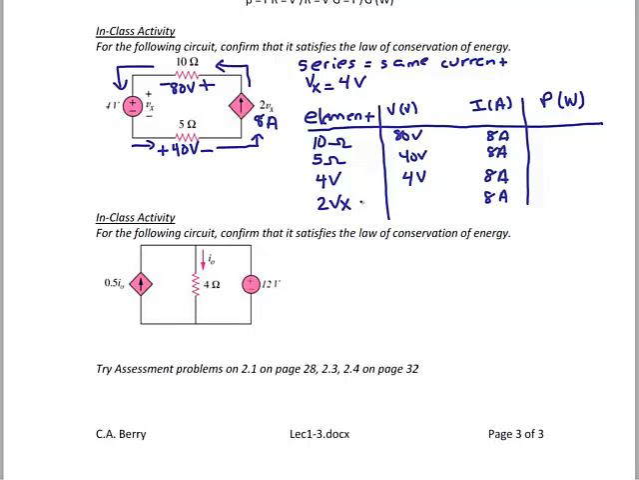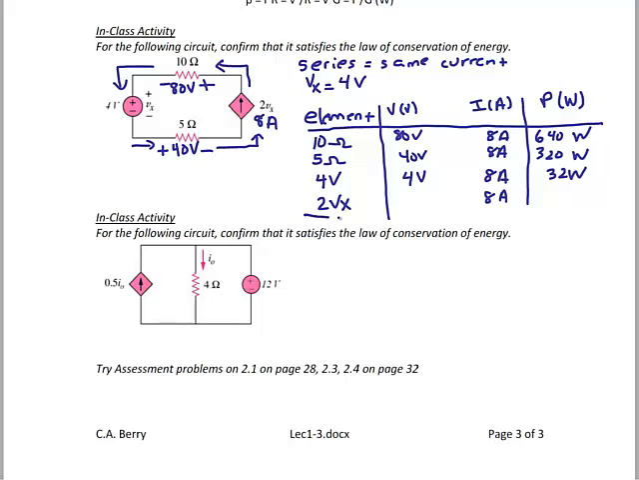Since resistors always absorb power, I know that I'm going to have 8 times 80, or 640 watts absorbed by the 10 ohm resistor, 8 times 40, or 320 watts absorbed by the 5 ohm resistor, and because the current goes into the positive and out of the negative, that's a positive voltage current relationship for the 4 volt source, and both of these are numerically positive, which gives me positive 32 watts.